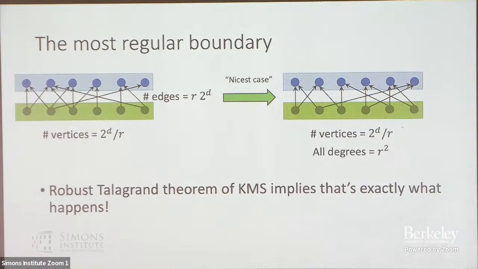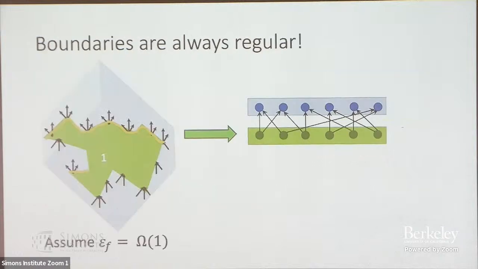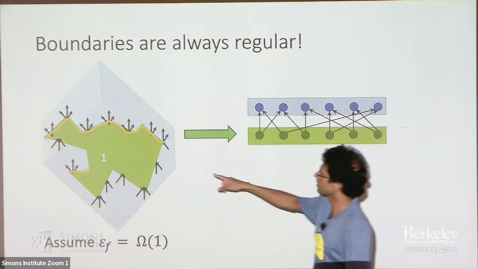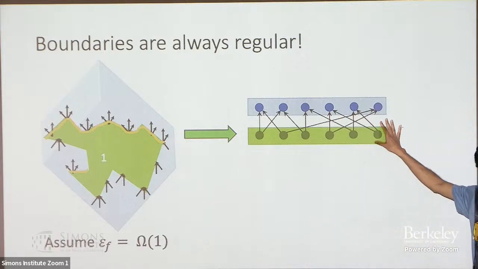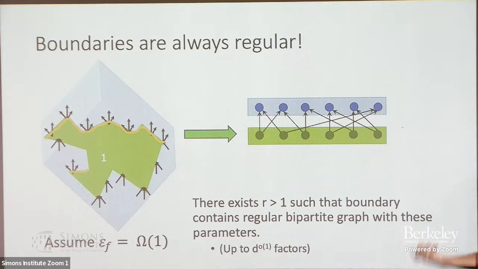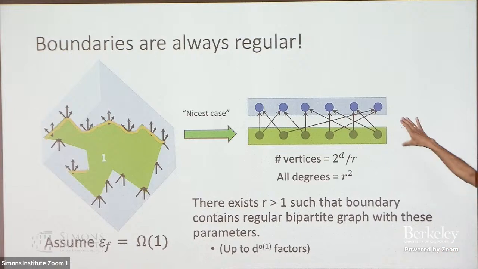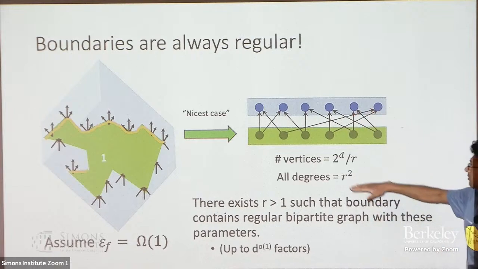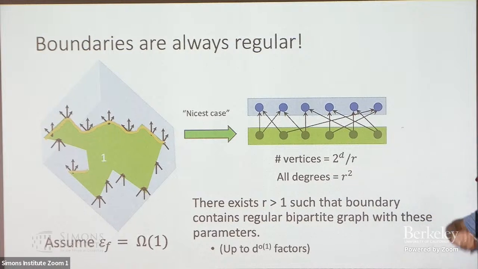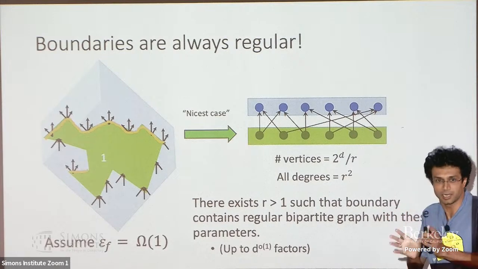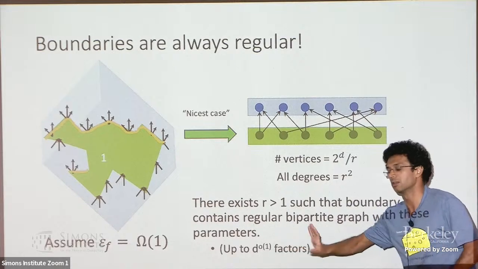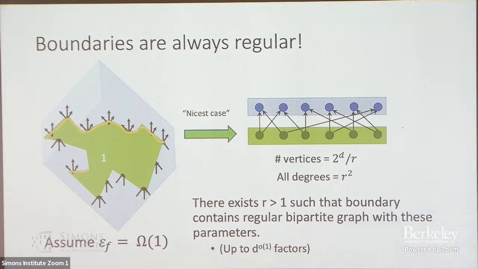Okay, so I'll state it a little bit more formally. You look at this directed boundary, you look at the graph that you get from there, and there exists some r so that the boundary contains a regular subgraph where there are 2 to the d divided by r vertices, and all the degrees are r squared. That's really what the robust directed Talagrand theorem says. This is up to some d to the little o(1) factor. So I'm hiding some small factors. But that is what the theorem implies.